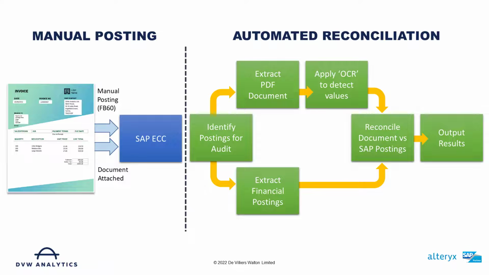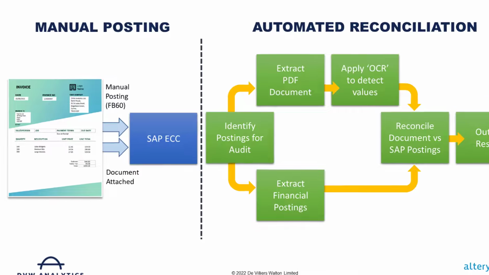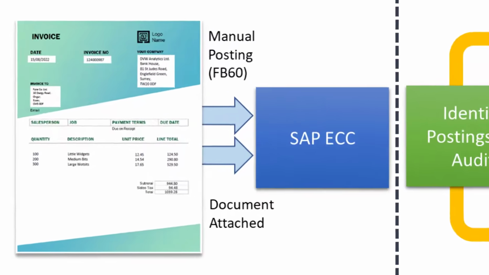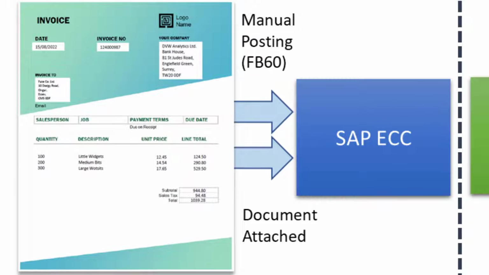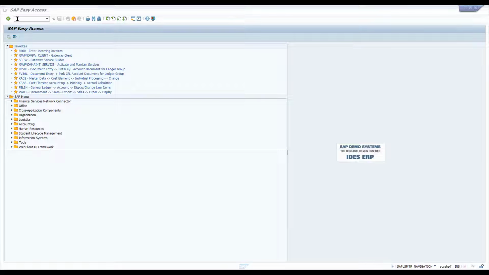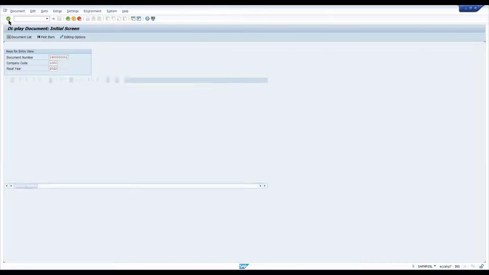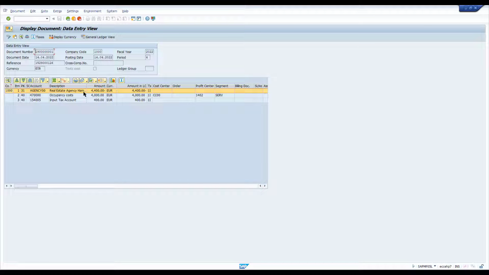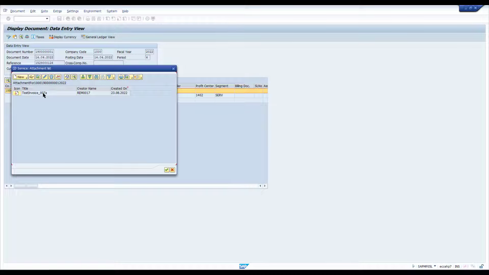If we look on the left-hand side of this diagram, we can see that a vendor invoice has arrived. We've made postings in SAP using T-code FB60 and attached that document into the object in SAP. Now traditionally, to reconcile that the document has been posted correctly, we would need to go into the SAP GUI, run T-code FB03 like this, check the postings are correct here and compare with the attachment that we've downloaded.